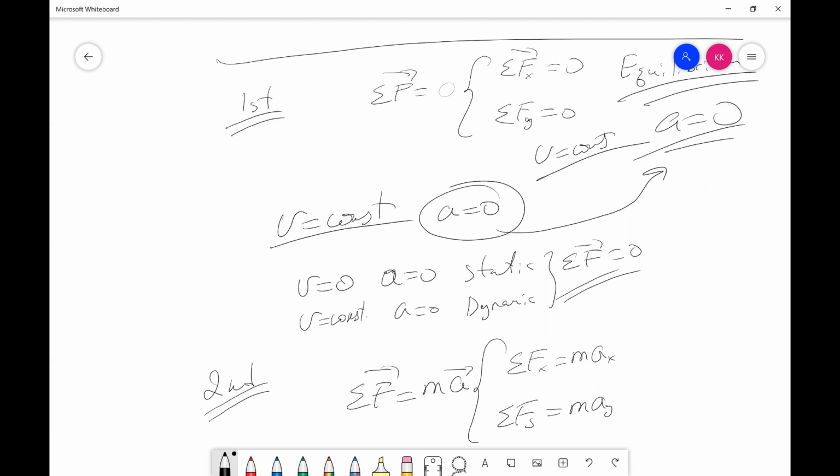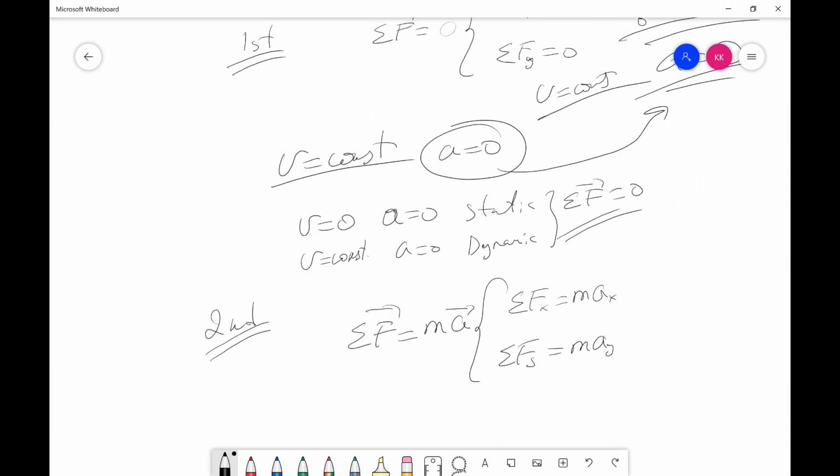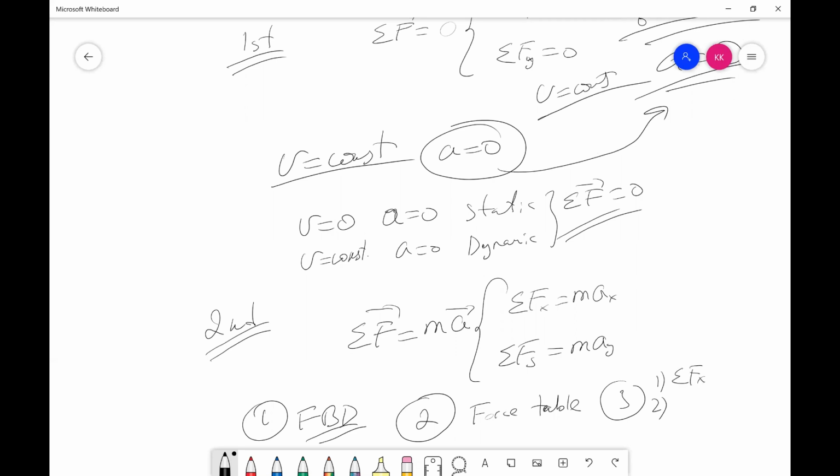And remember, these are just vector sums, right? So you have to use that approach. Step 1, this is the free body diagram. Every time, do the free body diagram. Step 2, then use a force table. Then step 3, use the force table to set up your equations 1 and 2, which are net force in the x direction and net force in the y direction, right? So set up those equations.